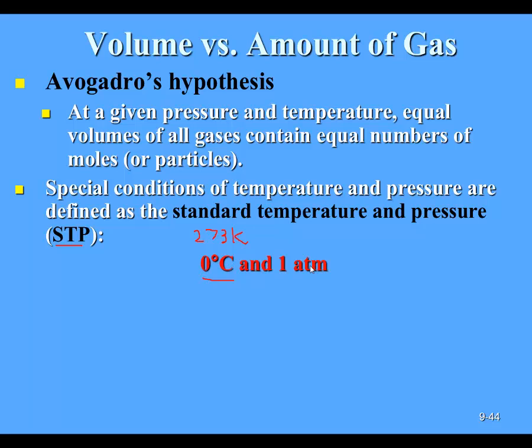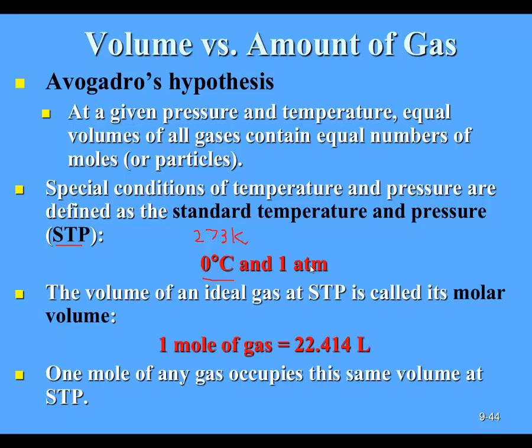Under these conditions, if we were to measure a mole of a gas at 0 degrees Celsius and 1 atmosphere, it would have what we call a molar volume of 22.414 liters. I'd like you to memorize that number so that you can always determine, under standard temperature and pressure, the volume that you would have if we had a mole of gas. Now if I had 2 moles of gas, I'd merely multiply this value by 2 to find the volume for the 2 moles of gas.